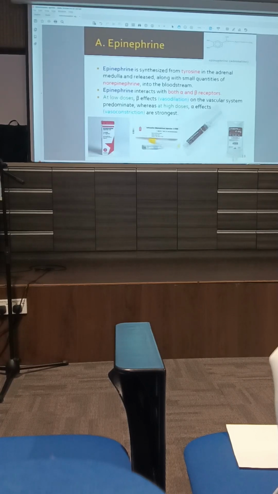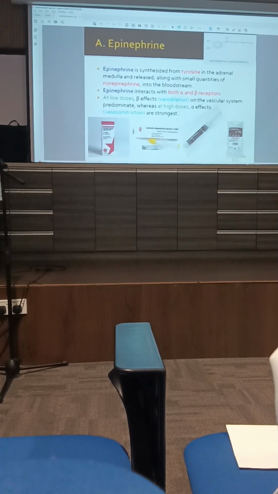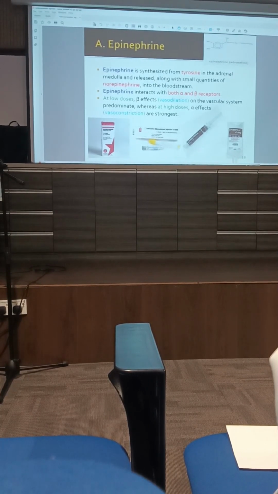So we look at epinephrine. Like I said, this is a prototypical drug, it easily comes out in a question, and I like to ask questions on epinephrine. It is synthesized from tyrosine in the adrenal medulla, and it is normally released together with a small quantity of norepinephrine into the bloodstream. The adrenal medulla is located right above the kidney, like a small little umbrella.